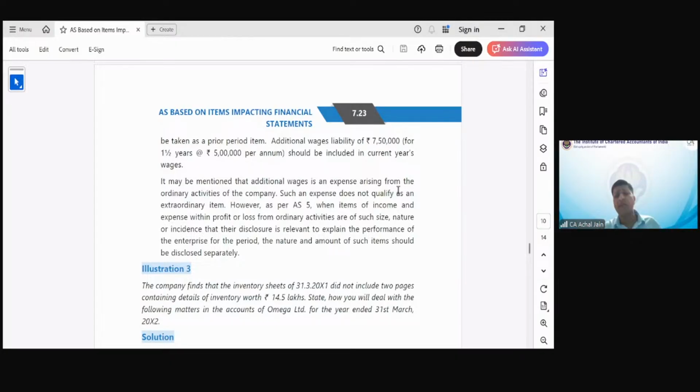So the solution is just trying to explain that, looking at the size of the company, one may have to evaluate whether a separate disclosure should be required or not as an exceptional item. Clear on this? Any questions so far? Quickly, over to you. Any questions, any doubts so far? Then we'll look at some more examples.